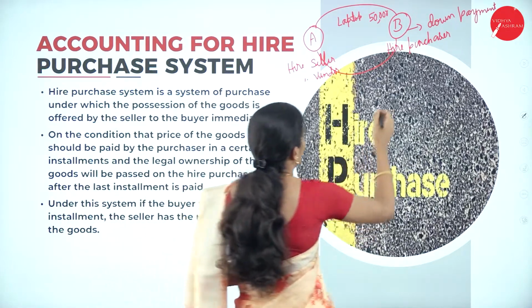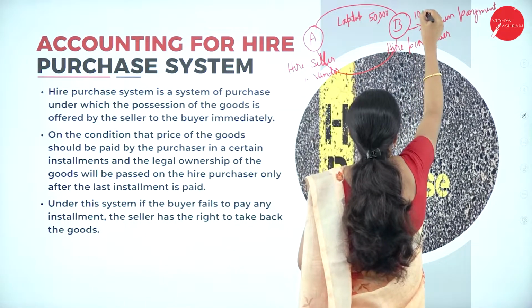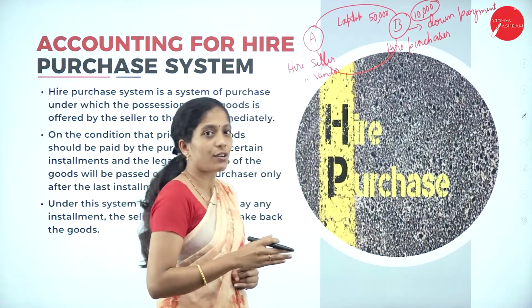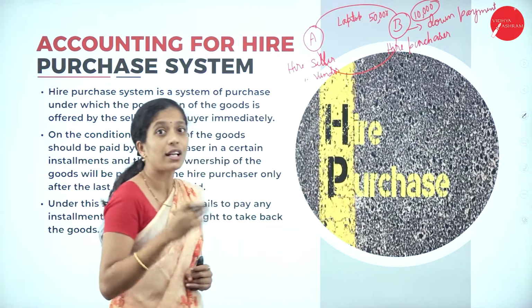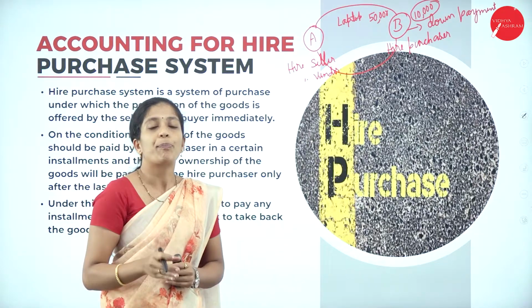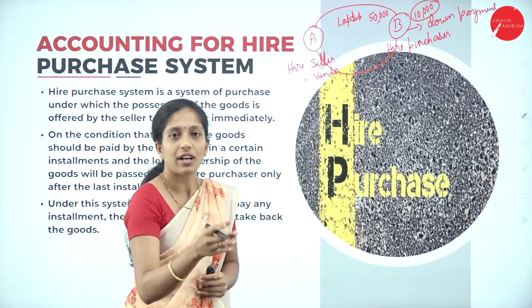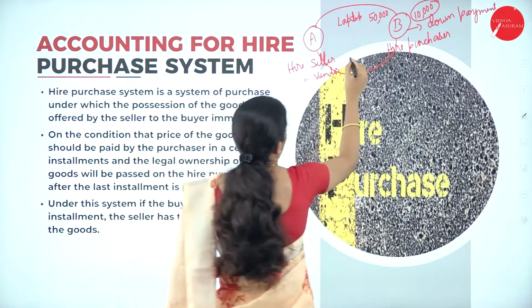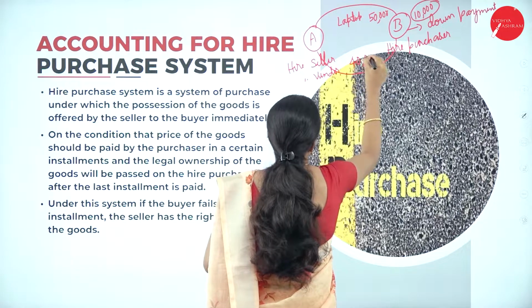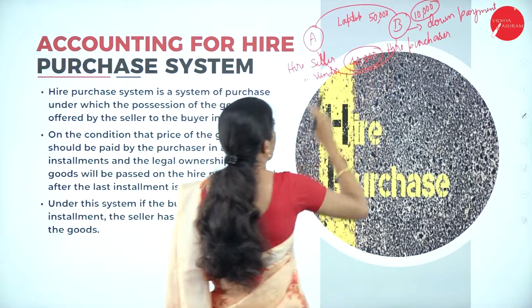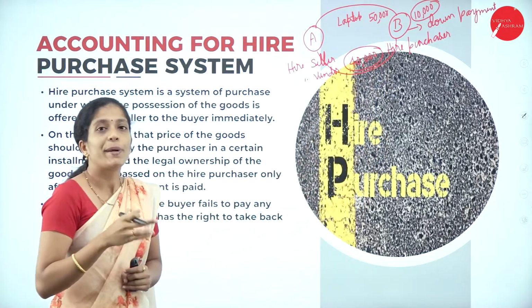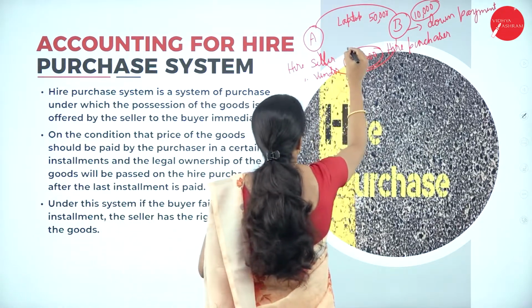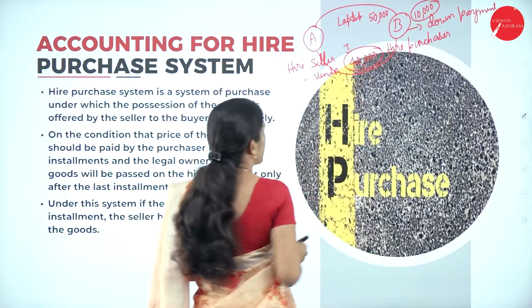So he will make the payment. How much? For example, he will make 10,000. So the remaining is 40,000. So that 10,000 is known as what? Down payment. That is, the payment which is made on the date of transfer of the asset is known as down payment, and the remaining 40,000 has to be paid to A. This 40,000 will be paid in the form of installments.